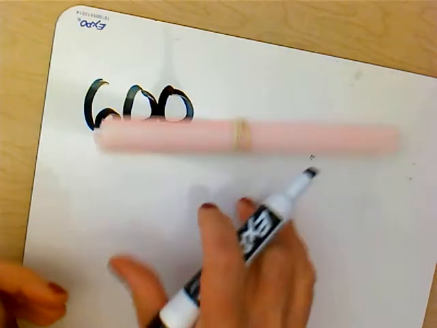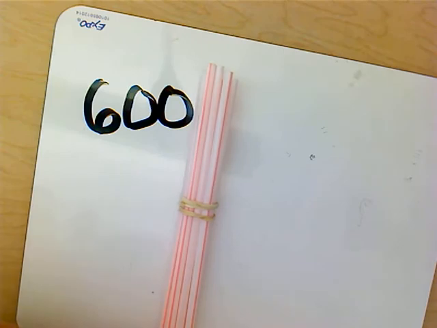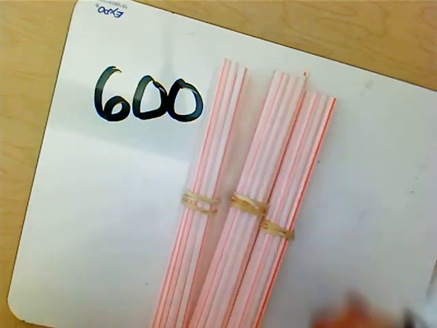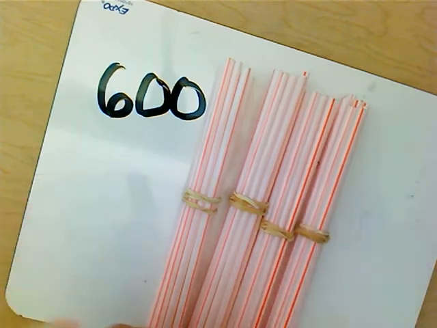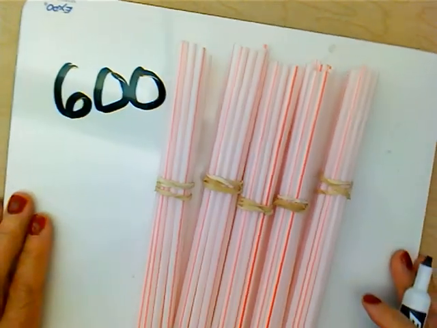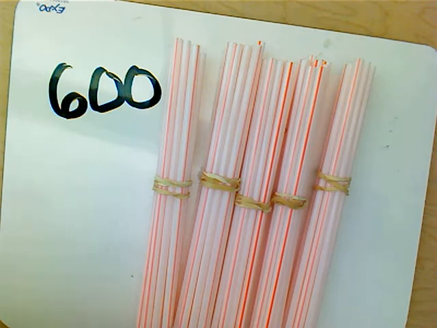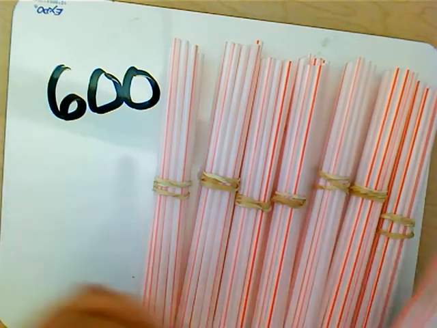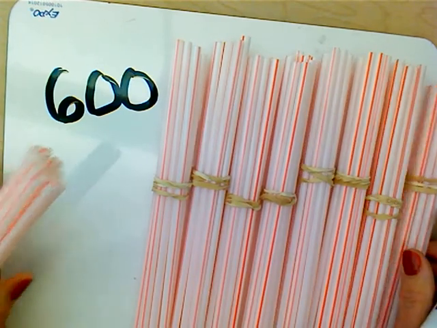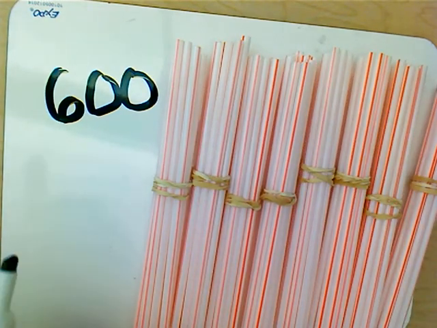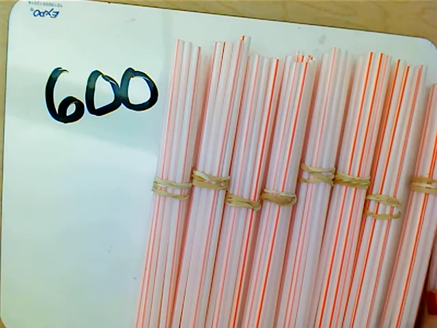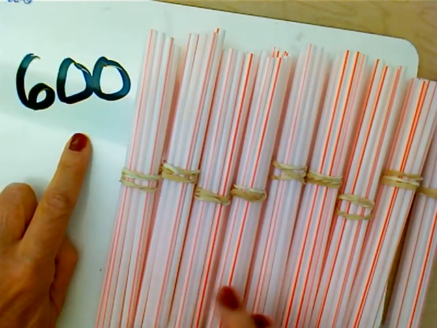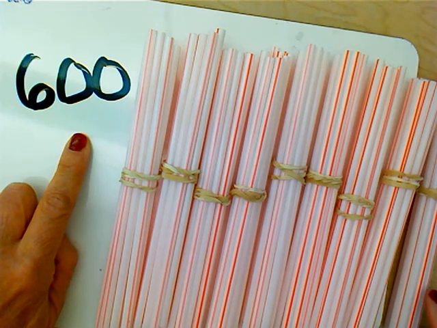610, 620, 630, 640, 650, 660, 670, 680, oh my gosh, I'm really running out of room, and 690. So there I started at 600, and I had to skip count by tens until I got to 690.